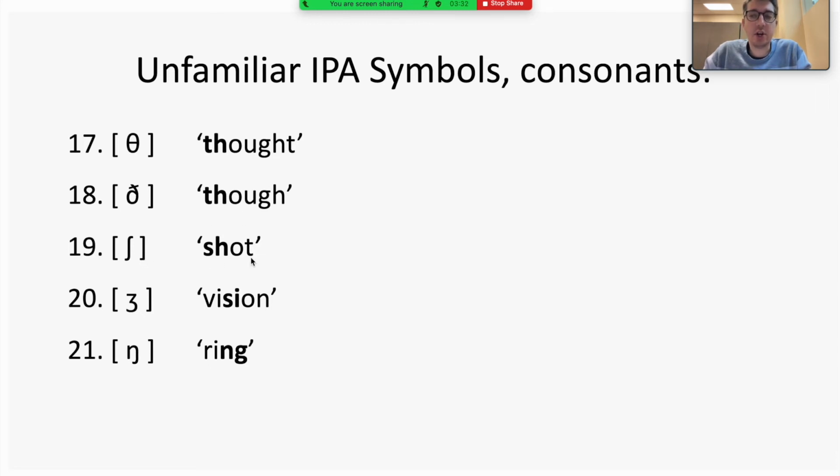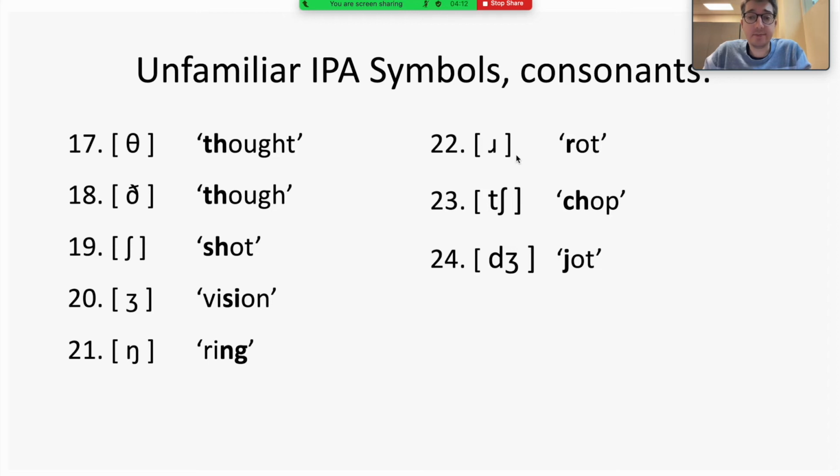Sh as in shot, zh as in vision, and ng as in ring. So sh is familiar to you, as in shot, as in shape, shake, and so on and so forth. And this is zh as in vision, right? Or maybe even in garage. And ng as in ring, as if you are producing n and g at the same time. Ring, ring, right?